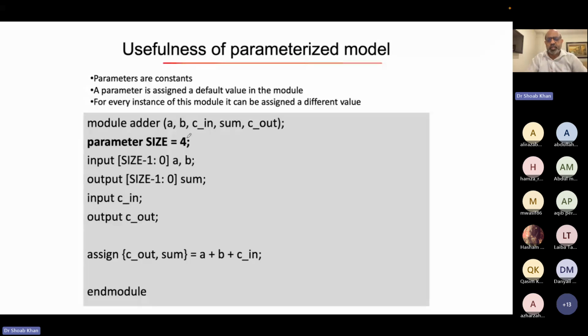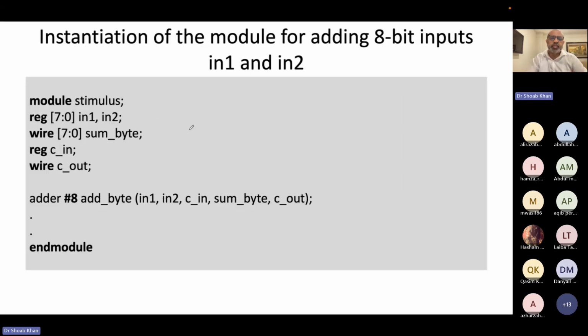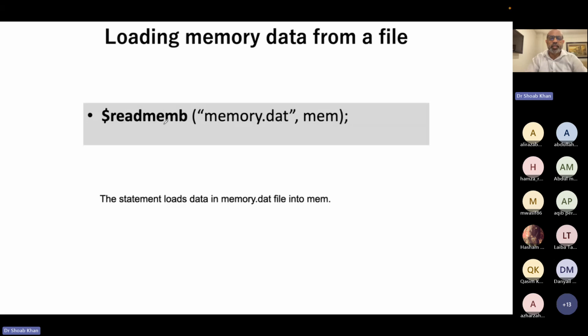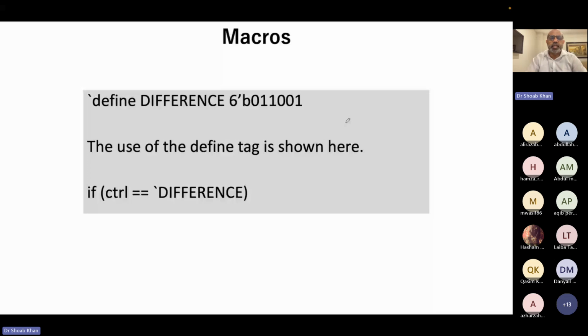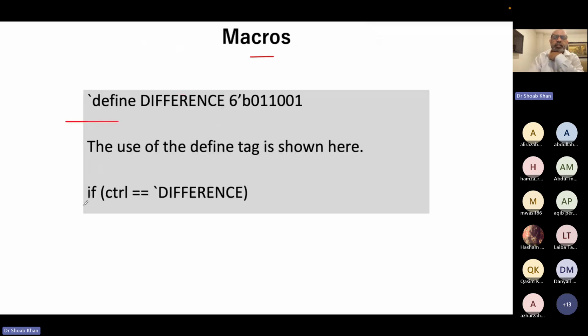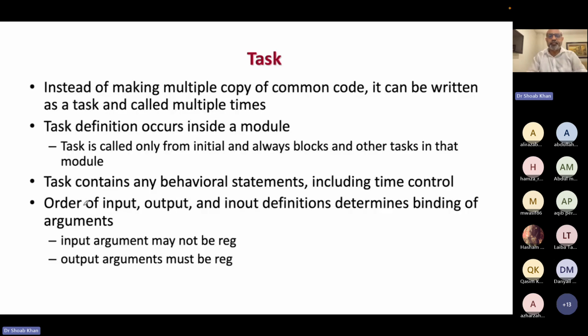Parameterization, we have learned about this already, how you use parameters to instantiate a module. So this is the code, and you can dump your read memory into a variable, a two-dimensional variable mem. And then macros like `ifdef, `ifndef, which you can also use, which at compile time will look and see what is to be done, like define in C programming. And then we have covered already task.